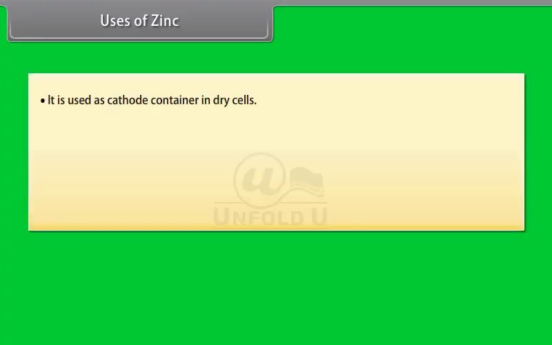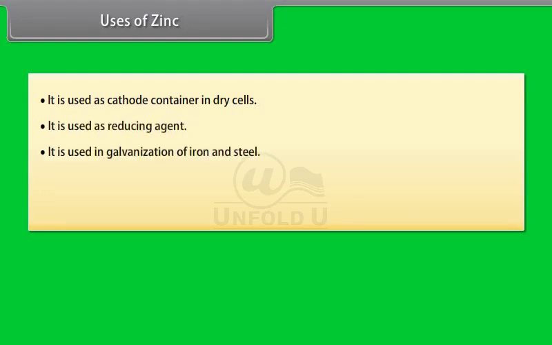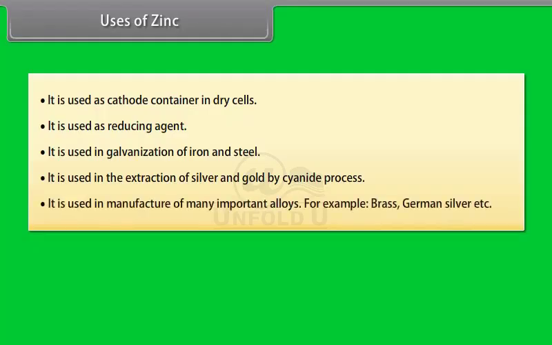Uses of zinc. It is used as cathode container in dry cells. It is used as a reducing agent. It is used in galvanization of iron and steel. It is used in the extraction of silver and gold by cyanide process. It is used in manufacture of many important alloys, for example, brass, German silver, etc.